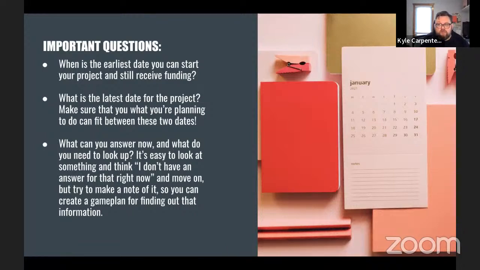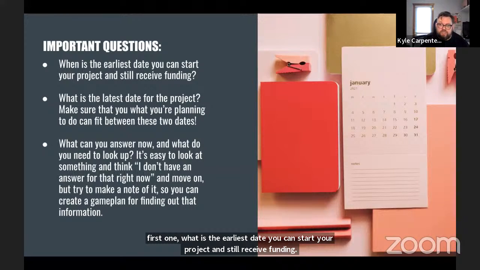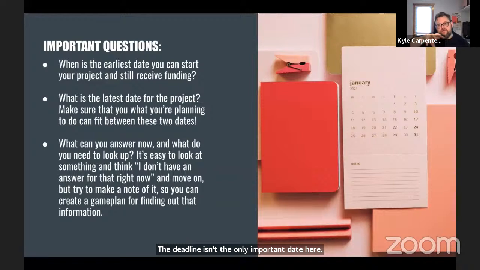The first one, when is the earliest date you can start your project and still receive funding? The deadline isn't the only important date here. A lot of funders will stipulate you can only start a project after a certain date. And if you put the wrong date, you might not get funding as a result. They might reject it just based on what you've said. So you want to make sure you have that in mind. Make sure it's at the top of your document.